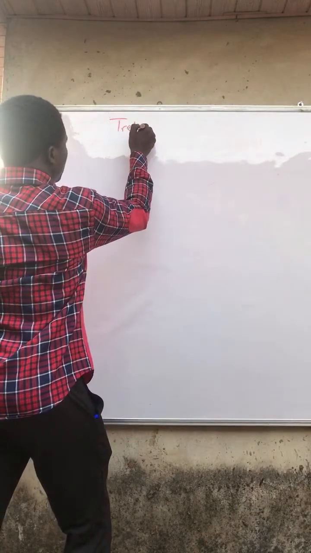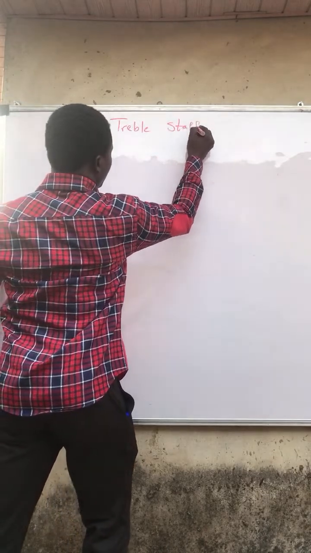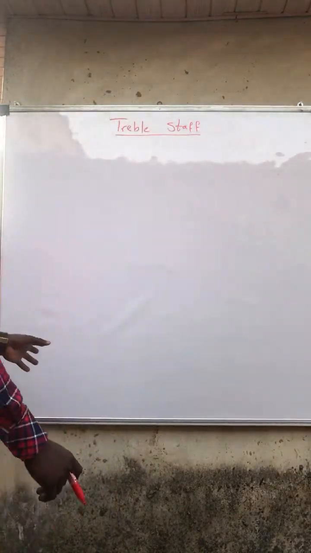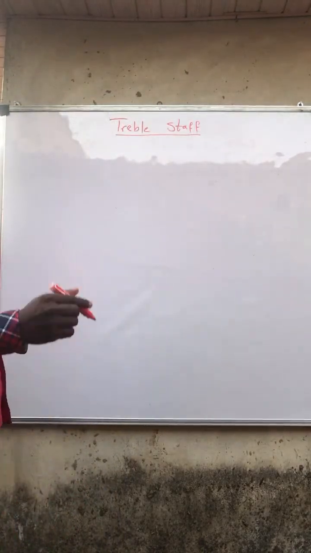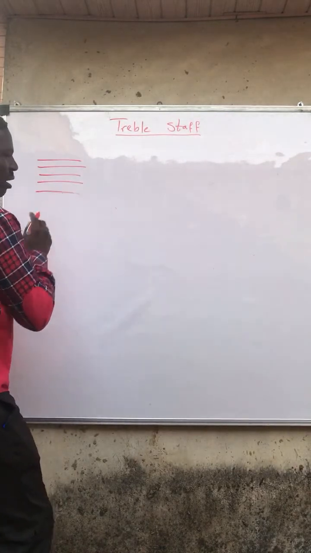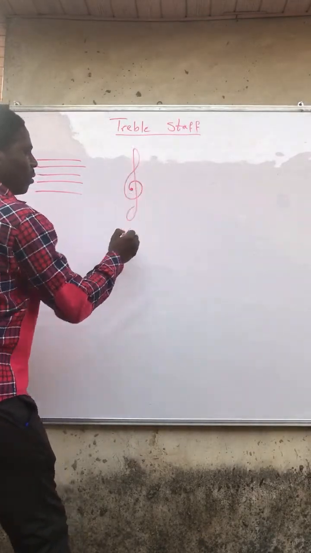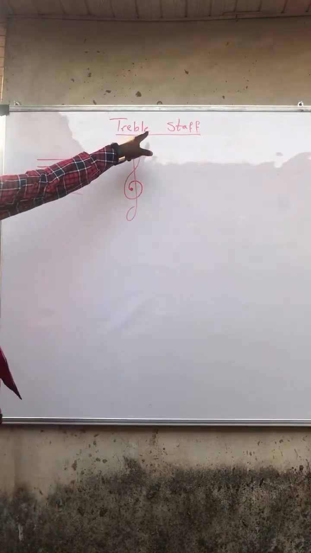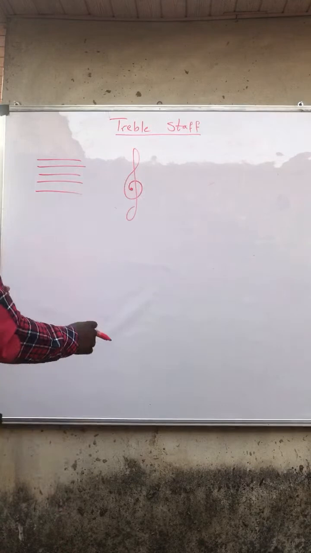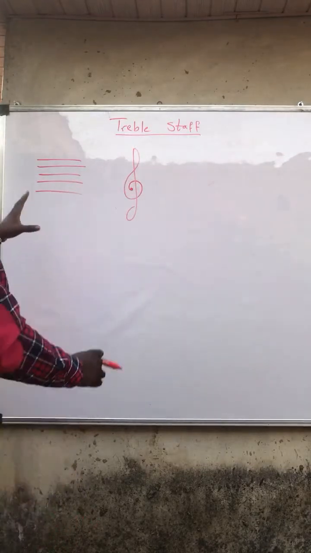treble staff. So, what is treble staff? I said this is staff, the 5 lines and 4 spaces is staff, right? And this is treble clef. And on the board, I said I want to do treble staff. Now, what do we mean by that? What does treble staff mean?